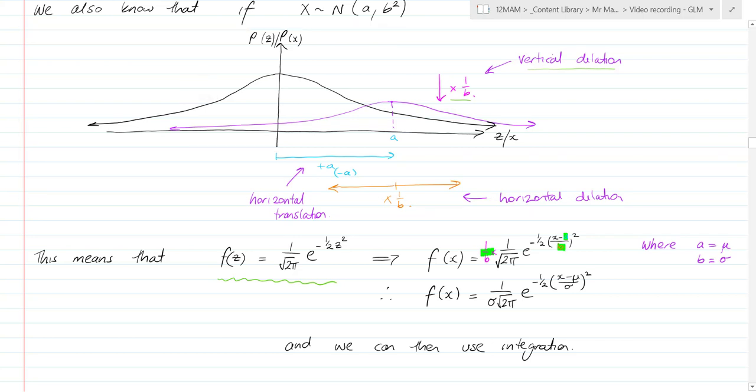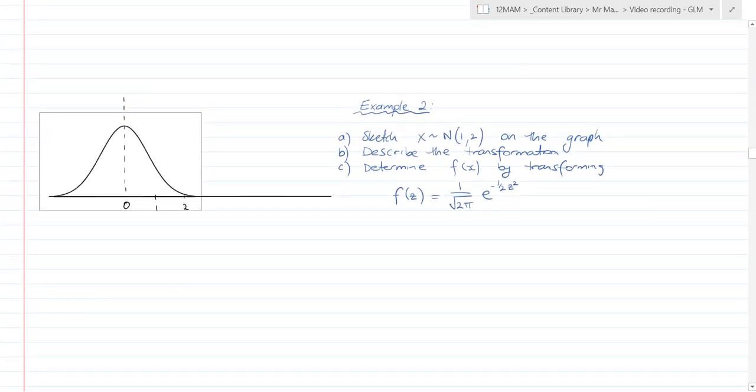And interestingly, this is our z equals x minus mu over sigma, because a is mu and b is sigma, as you can see up here and here. So therefore we get this. And this represents our function transformation from z-score to raw score, which is a little aside in a syllabus point that we need to make sure that we've covered. So we could now use integration to find the probability between two values or above or below a value for a number to exist within that continuous distribution. So let's have a look at one last example before we finish this video.